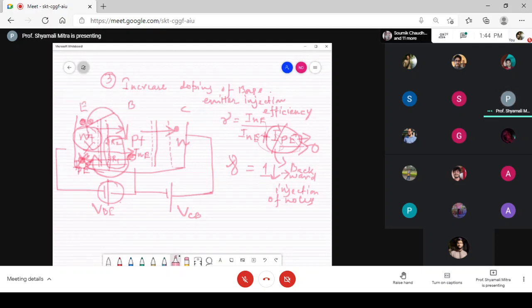There are two possible reasons for the electrons in the emitter region to get decreased. Is that clear? One is the forward injection to the base region and another is the backward injection of holes. And these are two different nomenclatures. Up to this, it is clear to all of you? না থাকলে আমাকে বলো। I think it's clear.